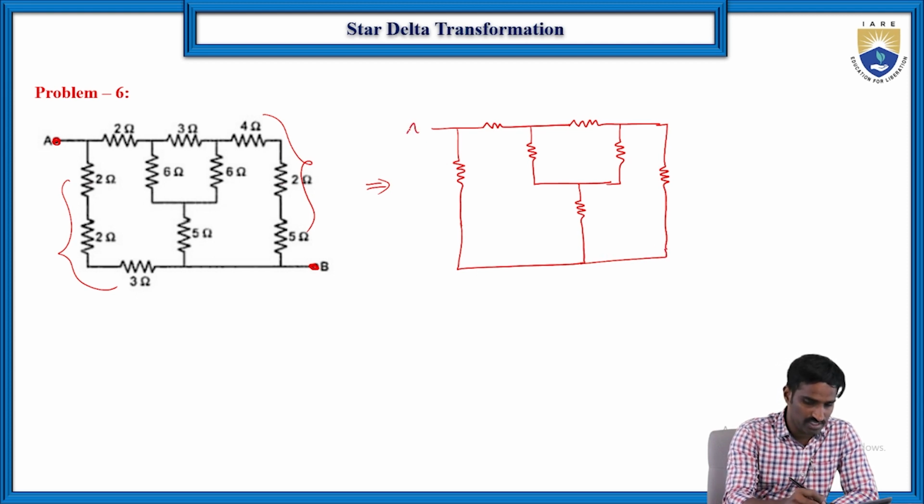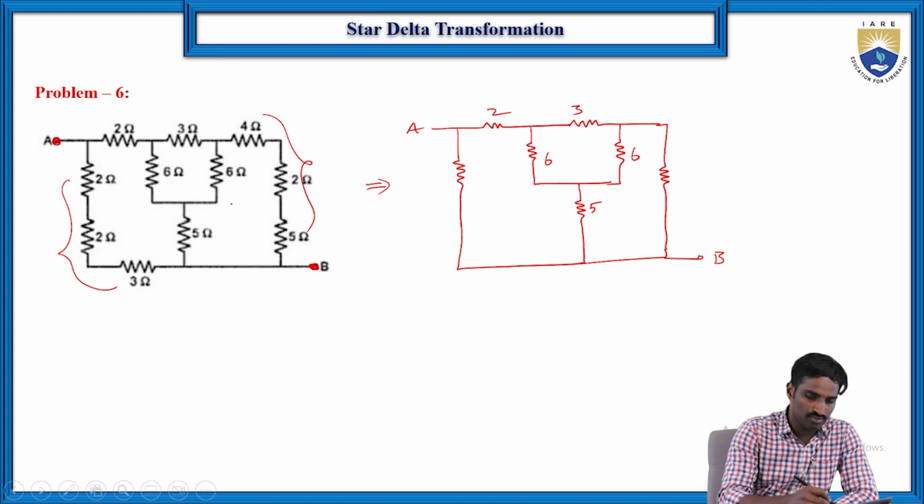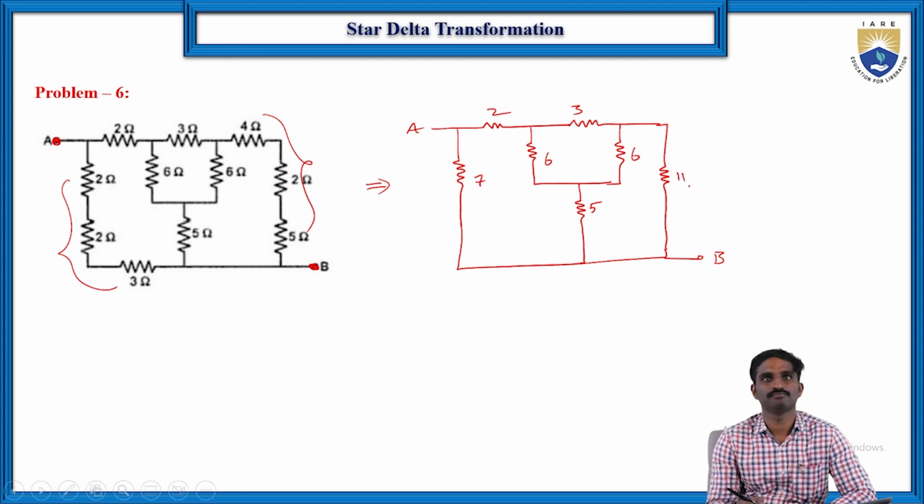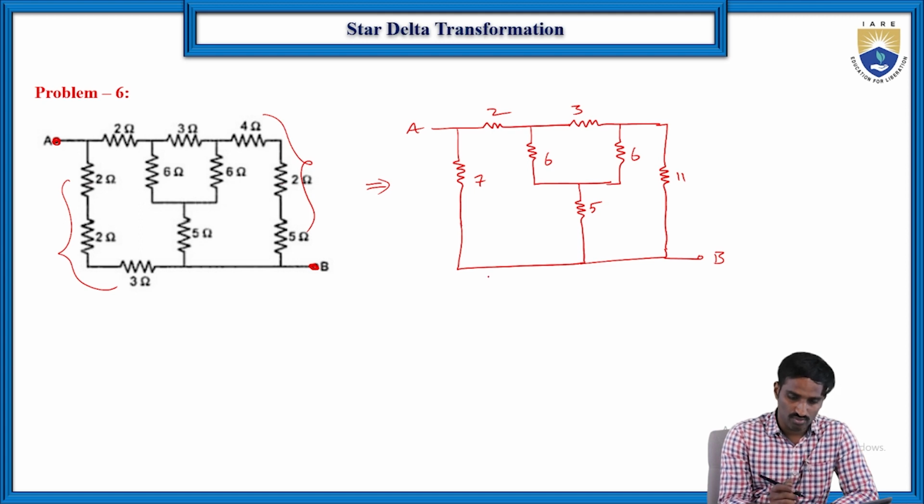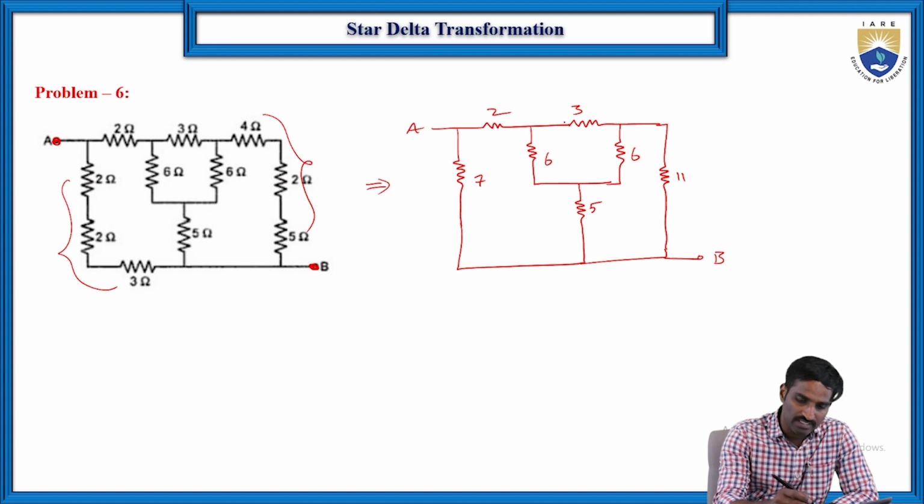So here it is A again, and here it is B again. So this is 2, and this is 3, and this is 6, and this is 6, and this is 5. So here it is 7 ohms, and here it is 11 ohms. Here it is 11 ohms, right? So then after that, is there any possibility? No, there is no possibility. So that's why now we can convert this delta into the star.